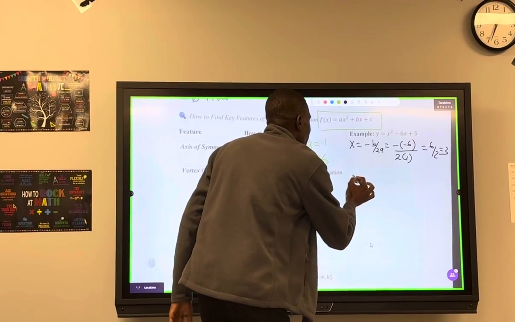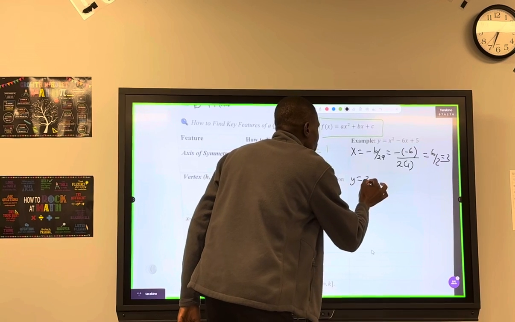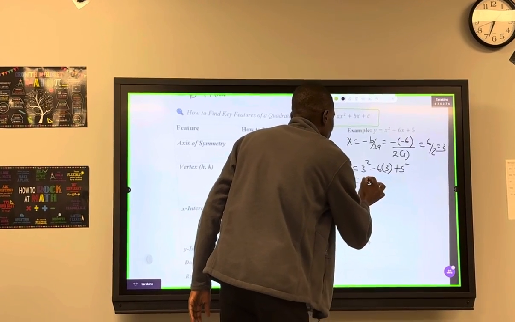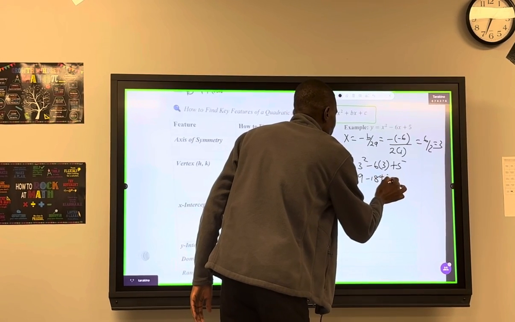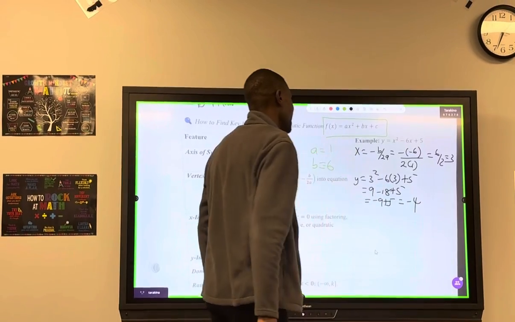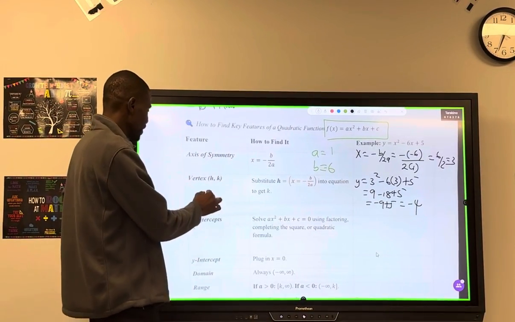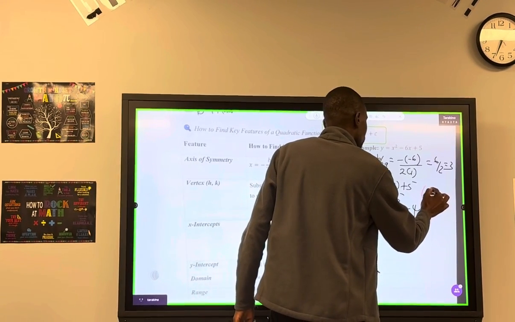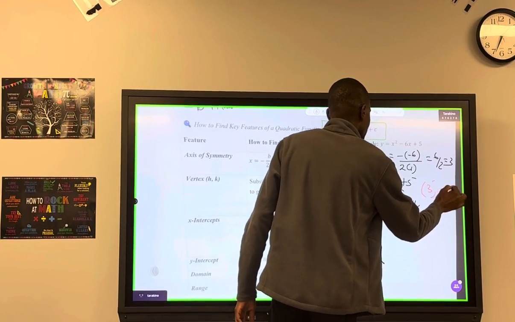So to get the y value there, it's just y equal to 3 to the second power minus 6 times 3 plus 5, which is 9 minus 18 plus 5, which is negative 9 plus 5, which is equal to negative 4. So my vertex here is, remember we're looking for the vertex, so the x coordinate is 3 and the y coordinate is negative 4.